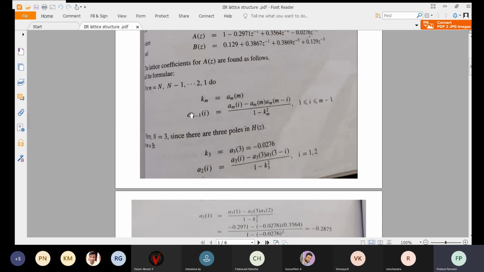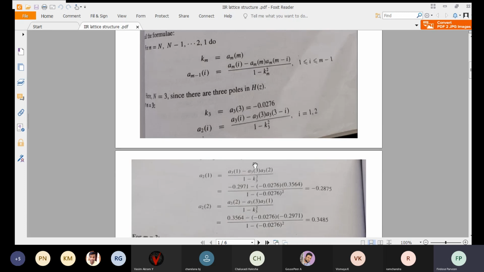Okay. So 3 minus 1, what is it? 2. So A2 of I is equal to A3 of I minus A3 of 3 into A3 of 3 minus I, where I varies from 1 till m minus 1. What is m? It is 3. So 3 minus 1, it is 2. So 1 and 2 we have to find out. So this is the general formula.